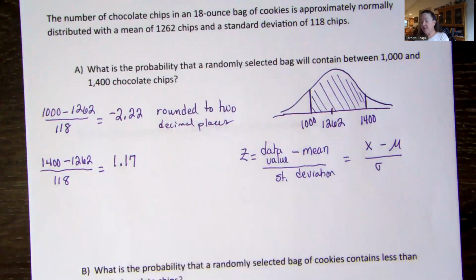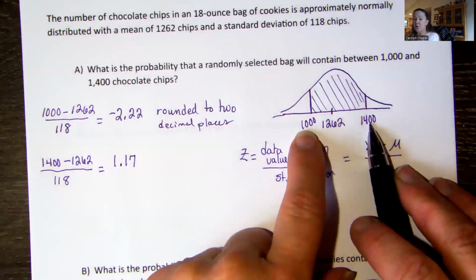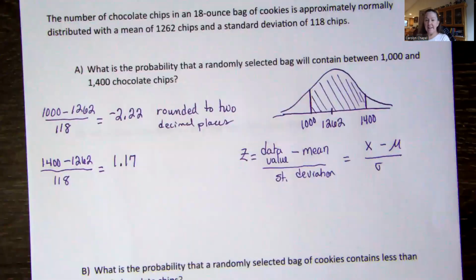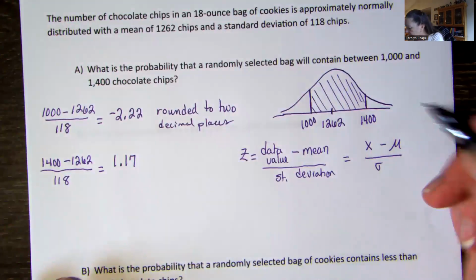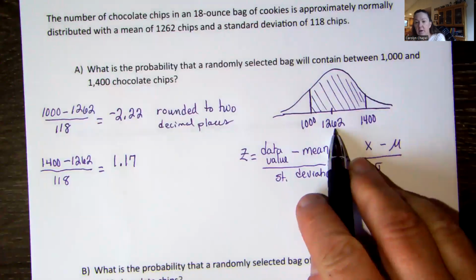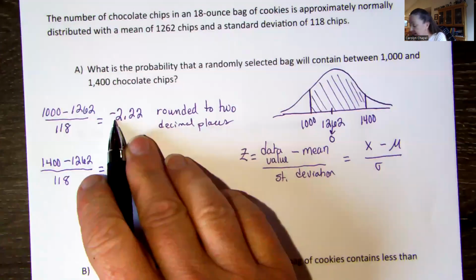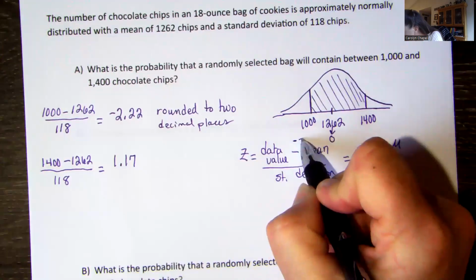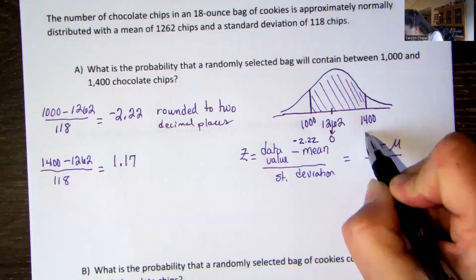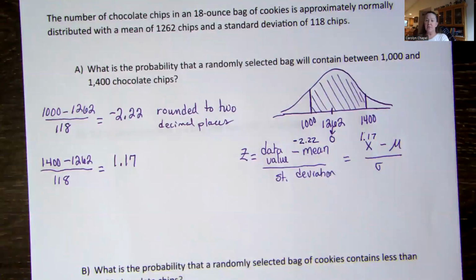So what we've done is we've taken this curve and turned it into the standard normal. If I were to do this 1262, that would go to this 0. This is negative because it is smaller than the mean. And here's my 1.17. Now my picture is a little bit not drawn to scale, but that doesn't make a whole lot of difference because we're using it for reference. We're not actually doing complete measurements.